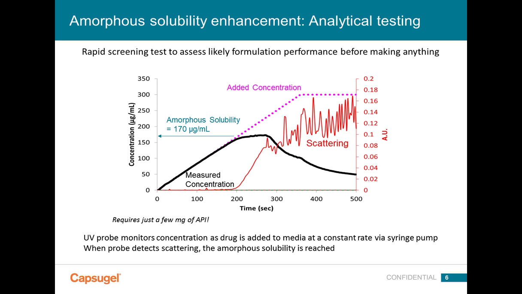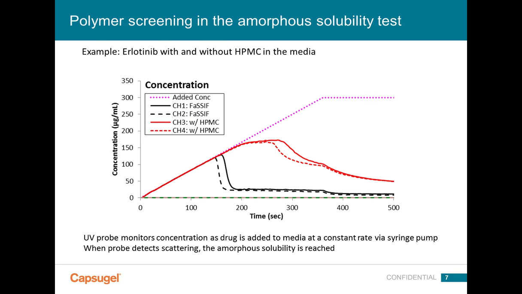You can also conduct this amorphous solubility test with concentration-enhancing polymers in the media, and that can be used to screen which polymers are going to interact positively with the drug by increasing sustainment or preventing crystallization. And I've shown an example of a polymer screening experiment on the next slide.